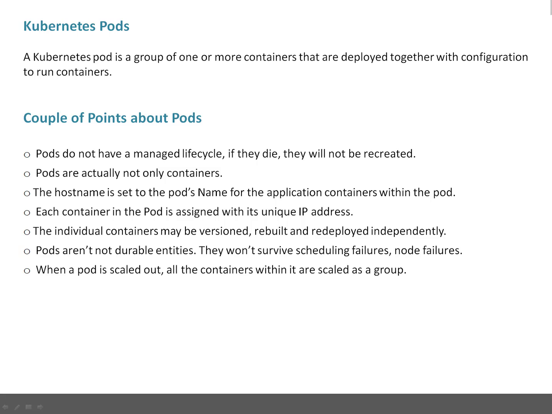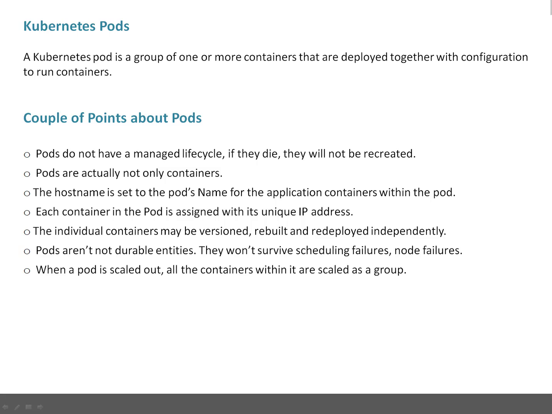The individual container may be versioned, rebuilt, and redeployed independently. It means, let's say in a single pod, you got 2 different images. One image may be version 1, the second image may be version 2. In that case, you can use different images which may be versioned. You can update the image on your machine and redeploy the pod, and it will pick the new configuration. Pods are not durable entities. They won't survive scheduling failure or node failures.